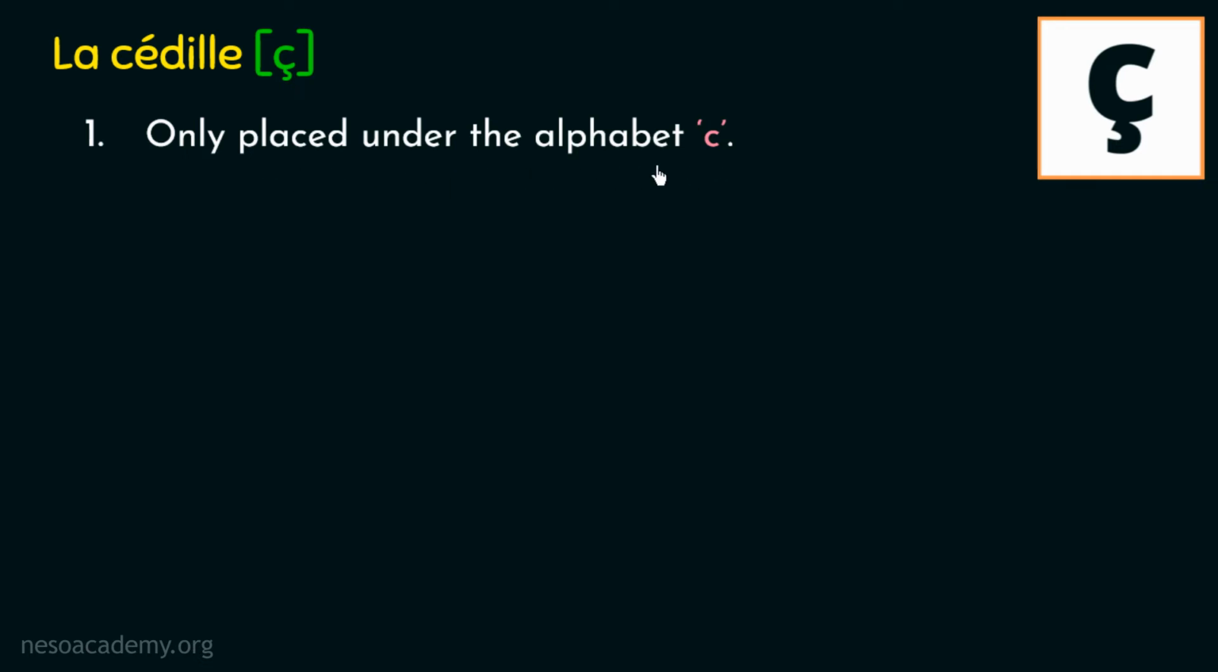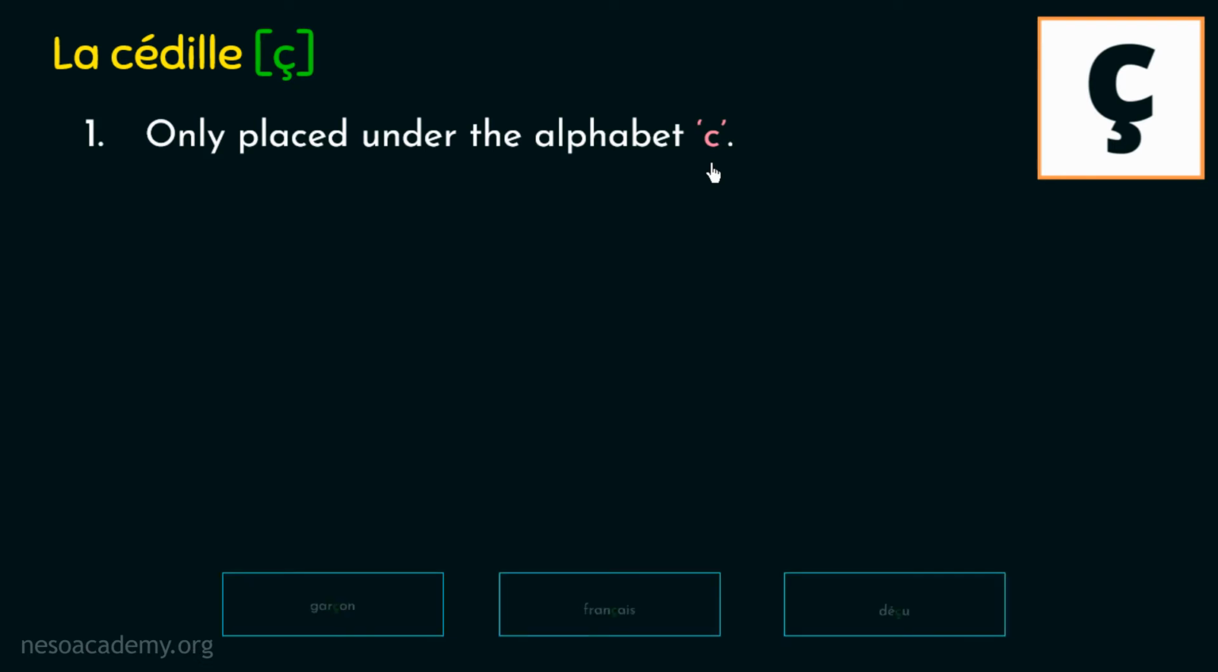So according to this point, we can only place this accent Cedille under the alphabet C. And to show you the implementation of this accent in French words, I have taken some examples. So have a look at the very first example on the screen. In French it is pronounced as garçon, and garçon means boy.